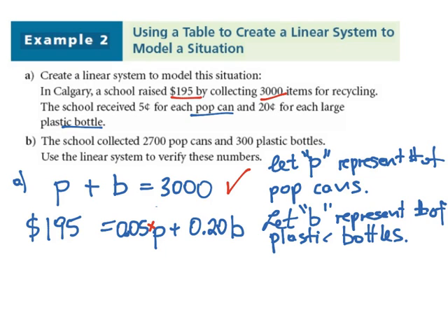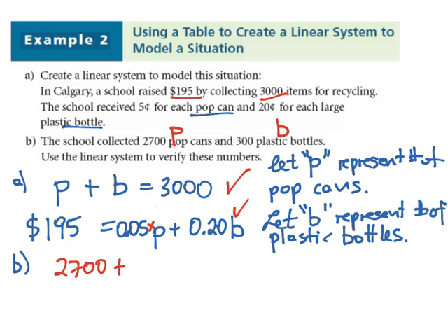So in part B, the school collected 2,700 pop cans and 300 plastic bottles. We're going to use our linear system to verify that these numbers are correct. This means that if we plug in the values of pop cans, which is P, and plastic bottles, which is B, into our equations, they should all work out. So let's plug in these values.